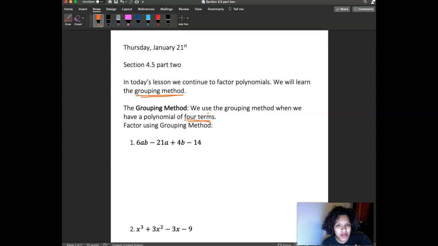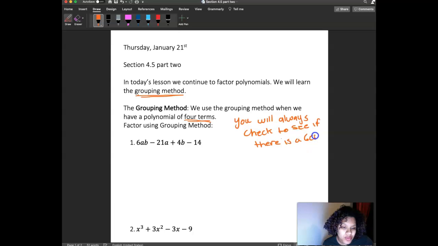Now, the first thing we learned when it comes to factoring was the GCF. Now, you will always check to see if there is a GCF before you do anything.